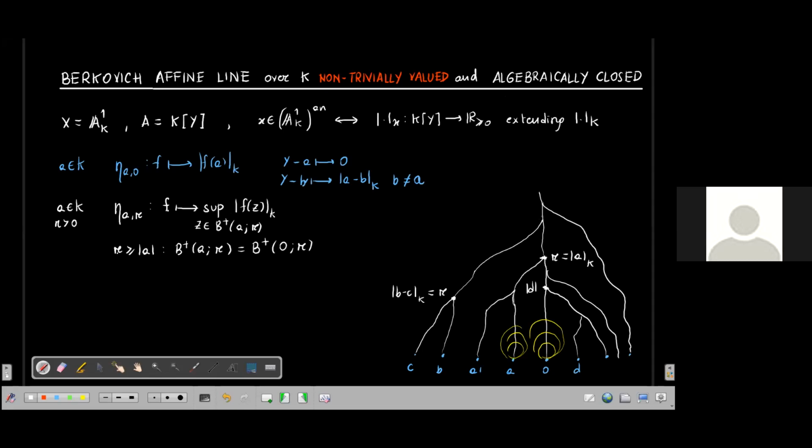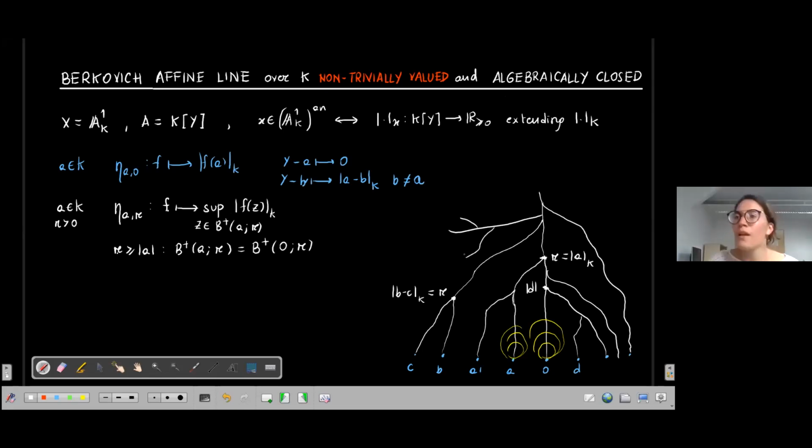Is this the same as what happens at the Gauss norm? Let me try to give an interpretation to the answer. In the trivially valued case, we have one branching point, the Gauss point, while here we have many branching points. And in some sense, yes, the same phenomenon that you could see around the Gauss point now appears at all these branching points.